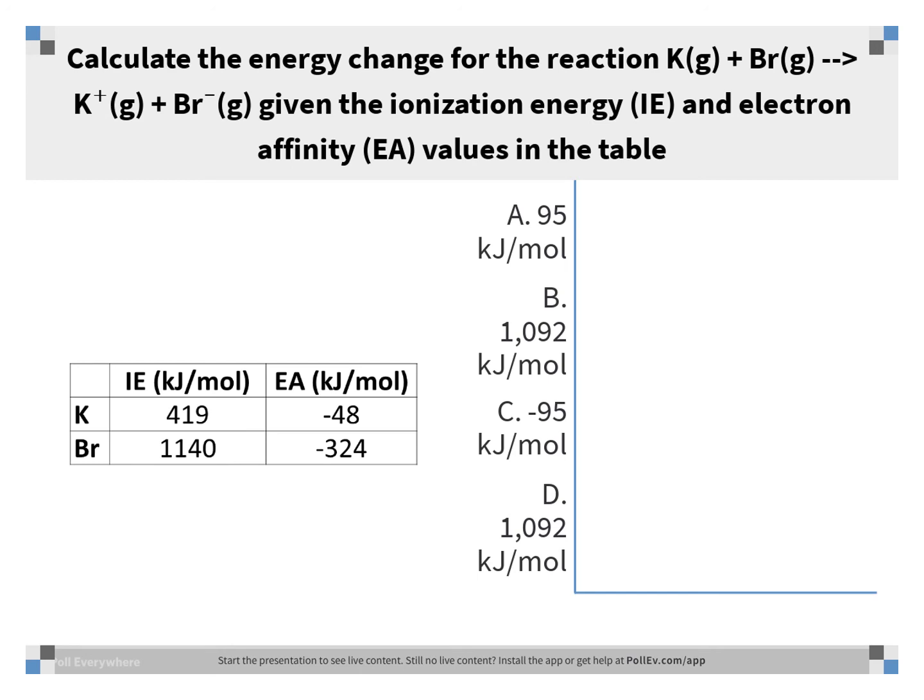The correct answer is A, 95 kilojoules per mole. We're going to use the ionization energy of the metal, which is potassium, to turn it from neutral into a positive ion. We're going to use the electron affinity of the nonmetal, that is the bromine, to turn it from neutral into a negative ion. We just add 419 and negative 324, and that gives us 95 overall.